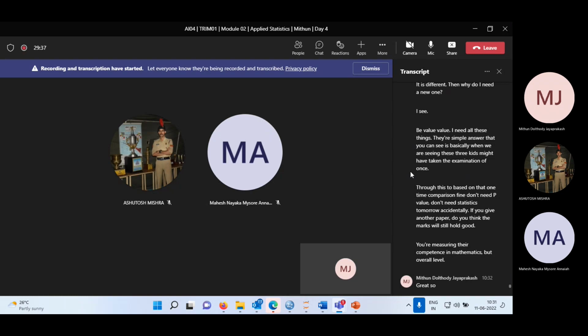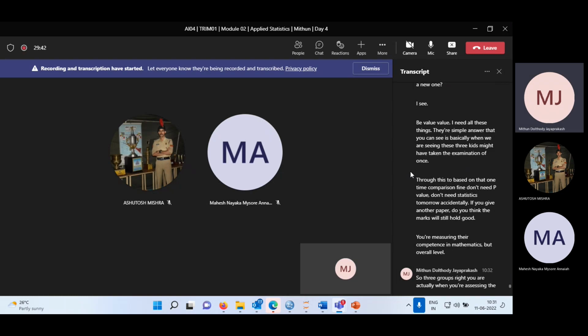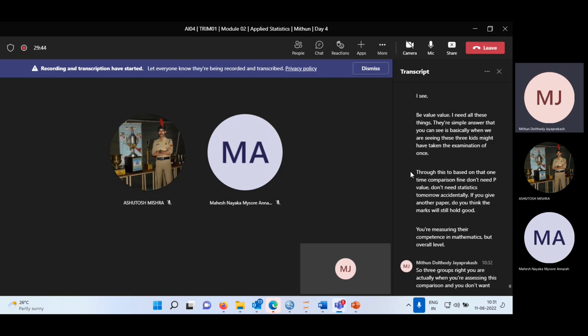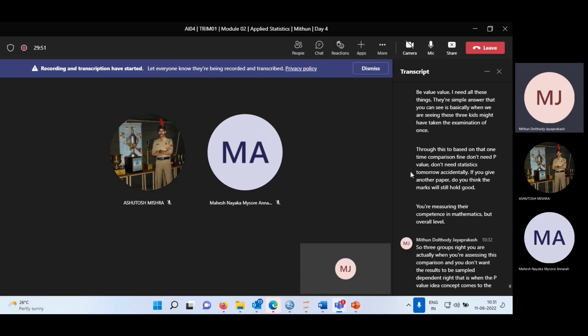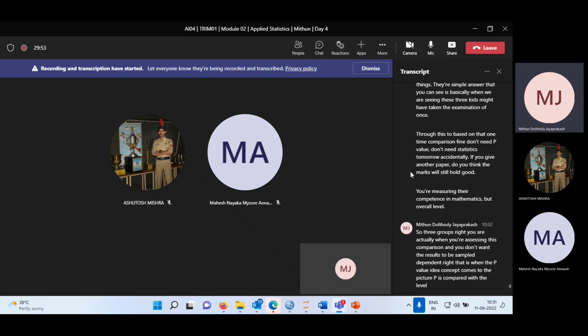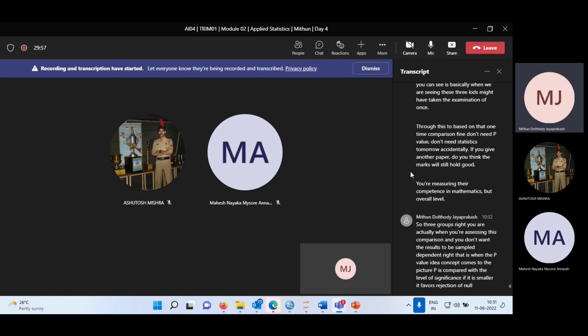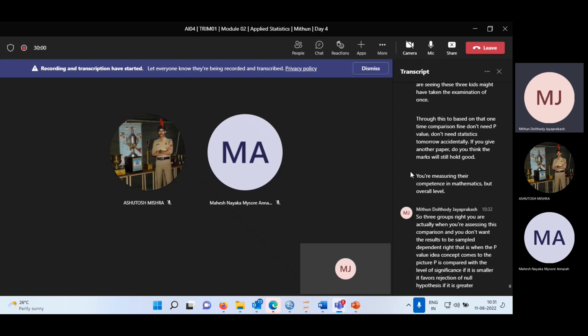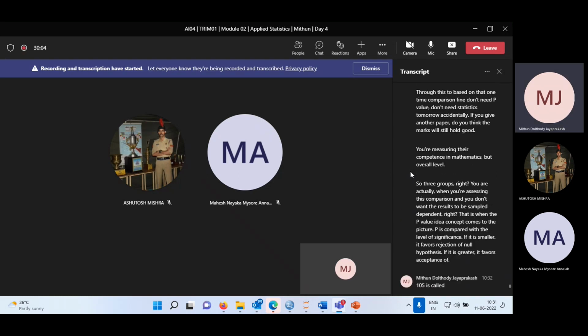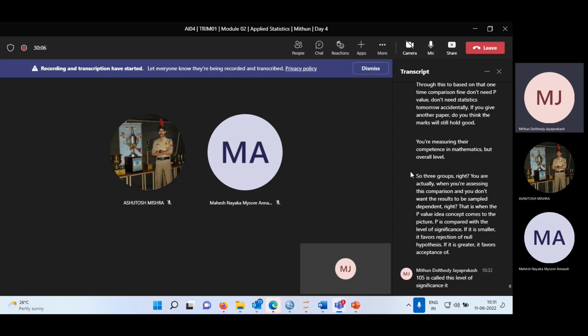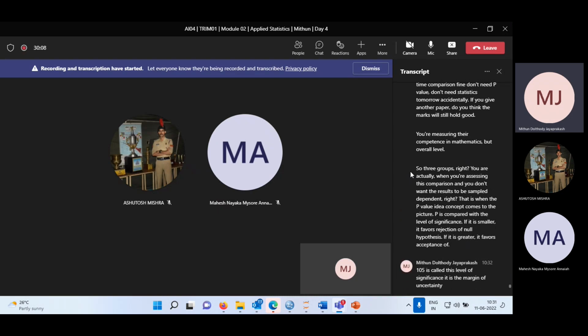So 3 groups, right? When you're assessing this comparison, you don't want the results to be sample dependent. That is when the p-value concept comes into the picture. P is compared with the level of significance. If it is smaller, it favors rejection of the null hypothesis. If it is greater, it favors acceptance of the null. 0.05 is called the level of significance. It is the margin of uncertainty in my decision making.